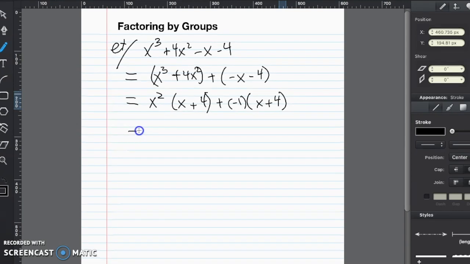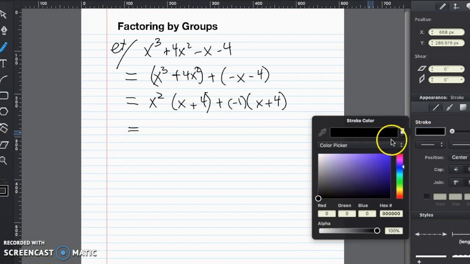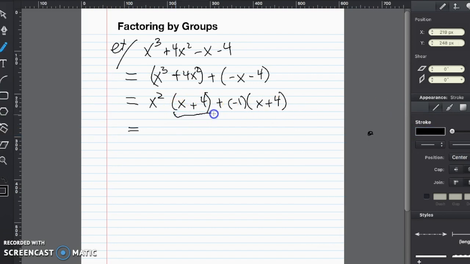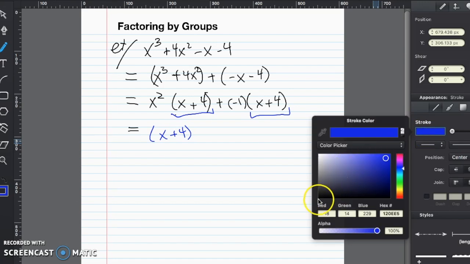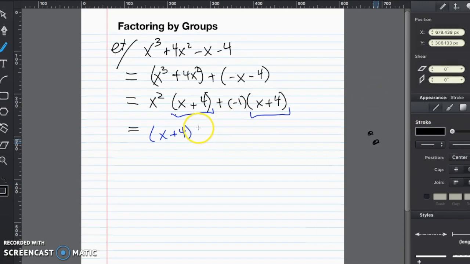And then, look, I have two terms right here that are exactly the same, which is exactly what we wanted. I have two terms that are exactly the same, right here and here. So let's draw that one first. That should give me an x plus 4. And what do I have left over? Well, let me get my black back. x plus 4 times x squared minus 1. And there you go. That's mostly factored, okay?